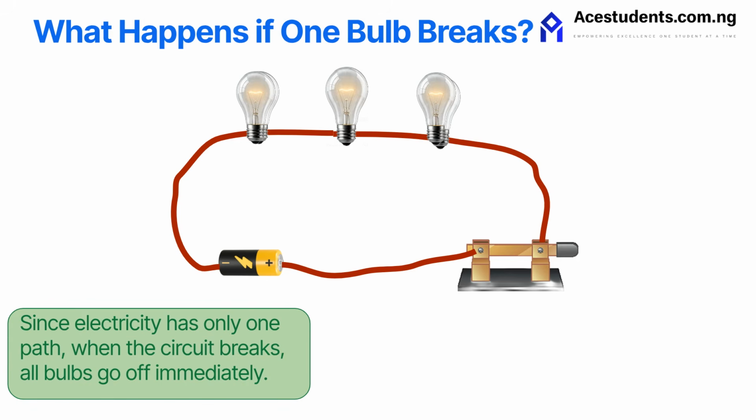Because there is only one path in a series circuit, if one bulb breaks, the entire circuit is interrupted, and all the other bulbs will go off immediately.